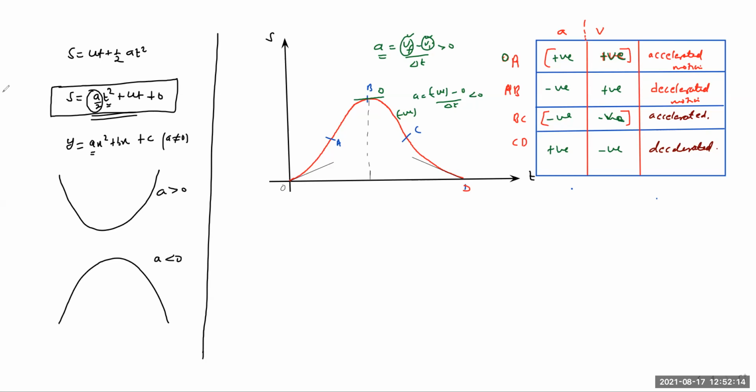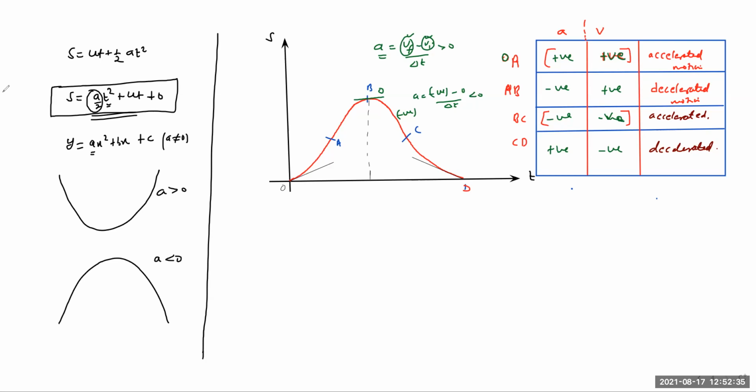So acceleration and deceleration depend on the sign of both. Sometimes in the examination they ask this question. They will give you the box and the signs of A and V, and they'll ask in which case it will accelerate. So what you need to check is whether they have the same sign or opposite sign.